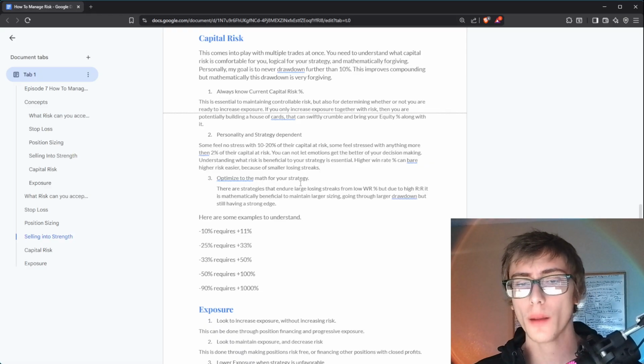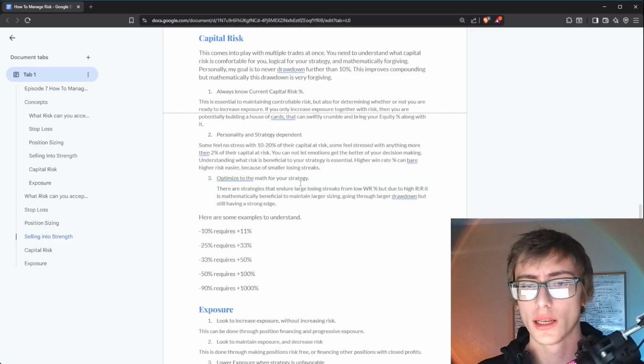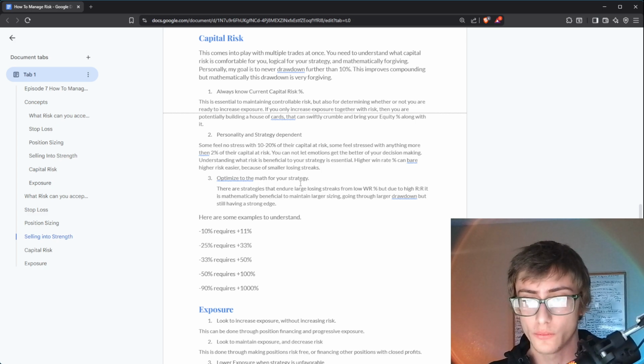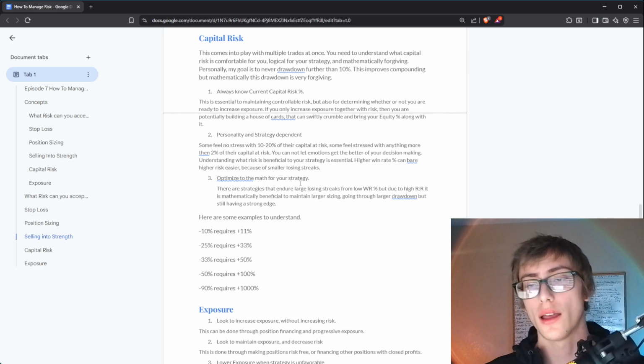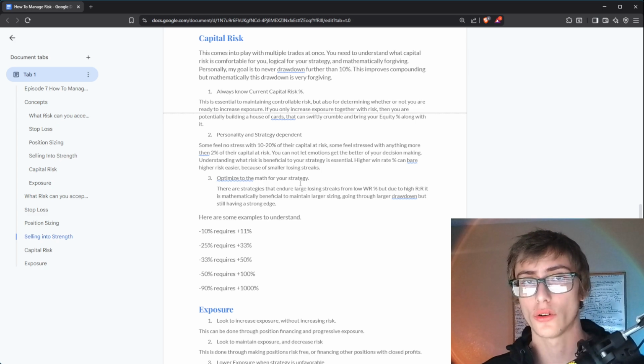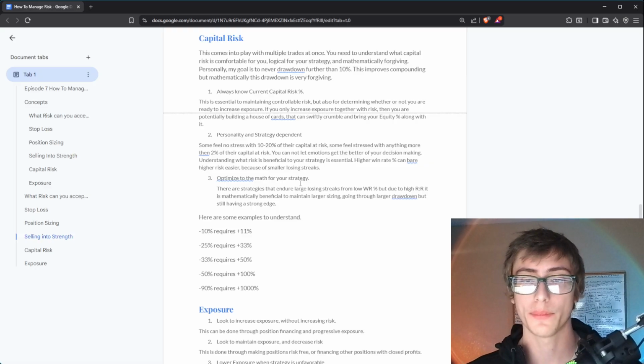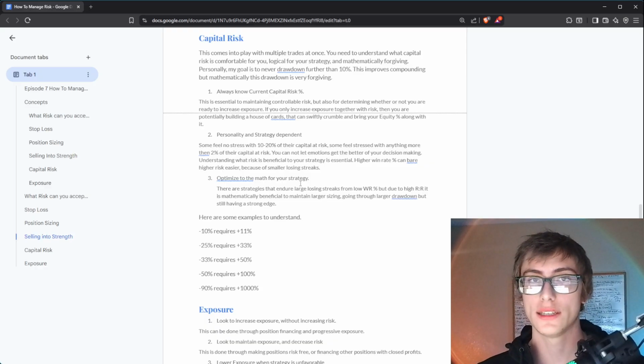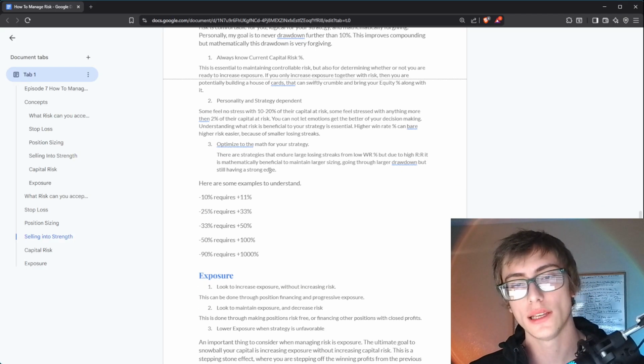So point number three, optimize to the math for your strategy. There are strategies that endure large losing streaks from having a low win rate percentage. But due to the high risk to reward nature of the strategy, it is mathematically beneficial for them to maintain larger sizing, going through a larger drawdown, but still having a strong edge because of the risk to reward. So you need to understand the math for your strategy.